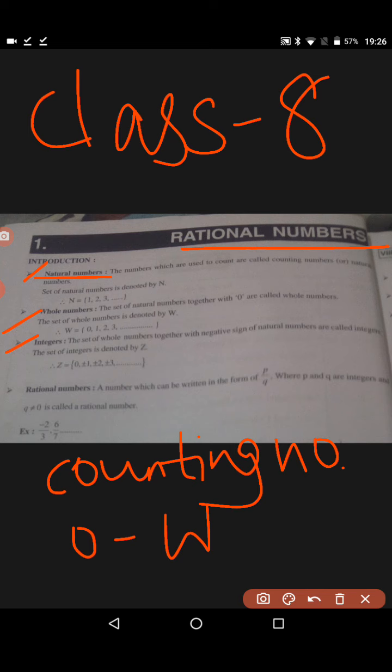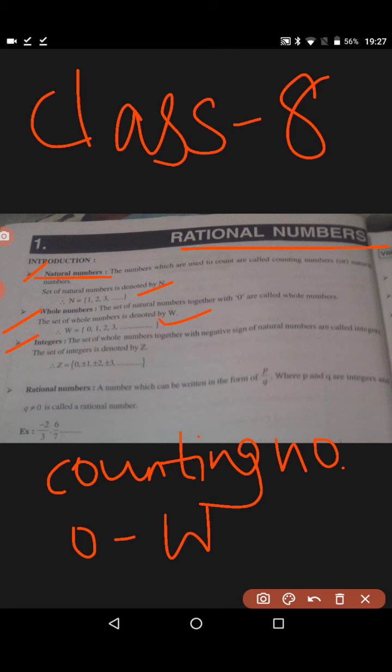Then we have integers, and here is the set of natural numbers and whole numbers. So how should you represent them? N is equal to the set of 1, 2, 3, 4 and so on till infinity. It will go on till infinity, right? And here also it will go on till infinity.